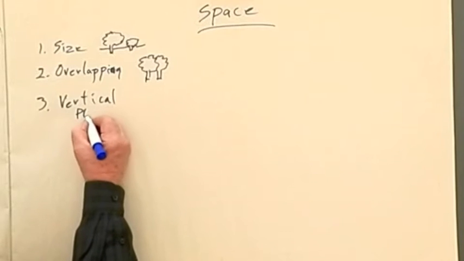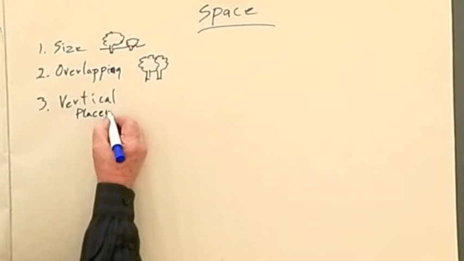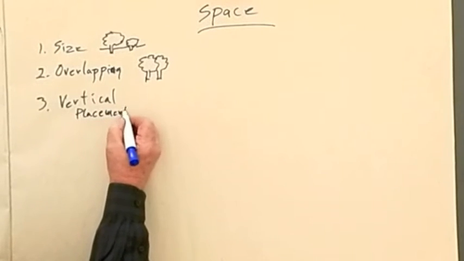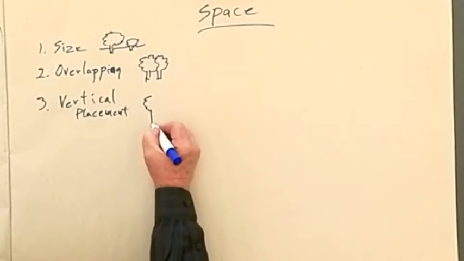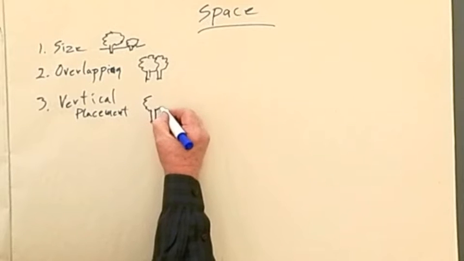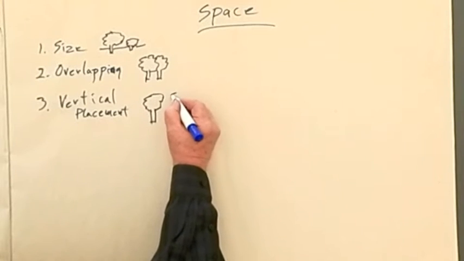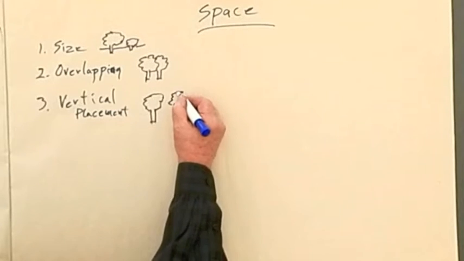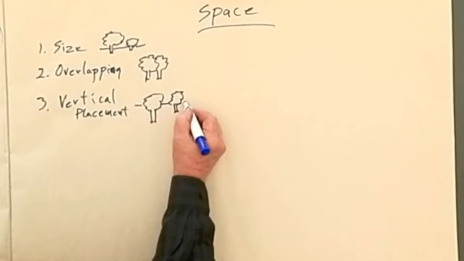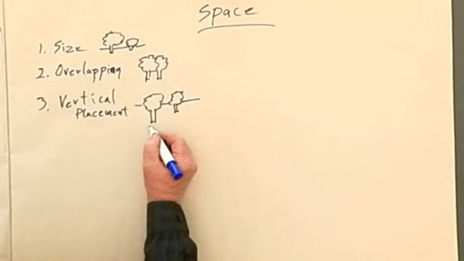Okay, vertical location or vertical placement is the next thing. And that's that the tree that's lower in our field of vision is going to appear closer than the tree that's more elevated. So things appear to rise as they head towards the horizon line.